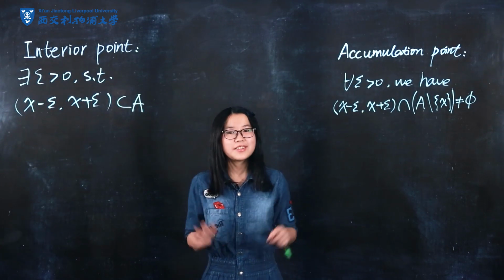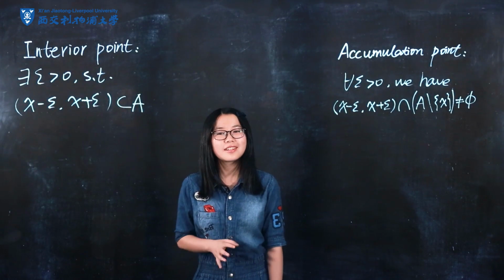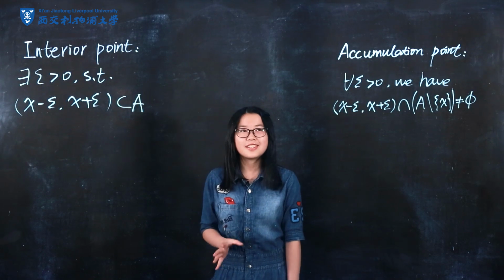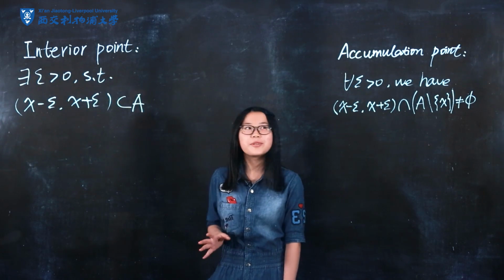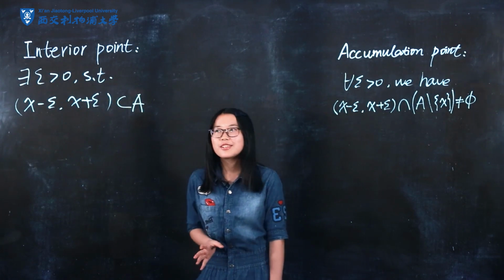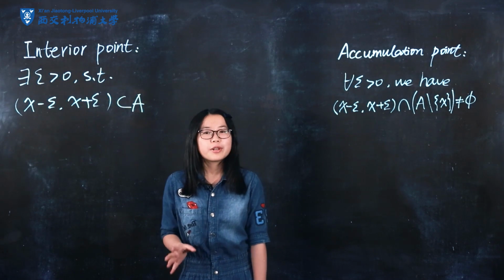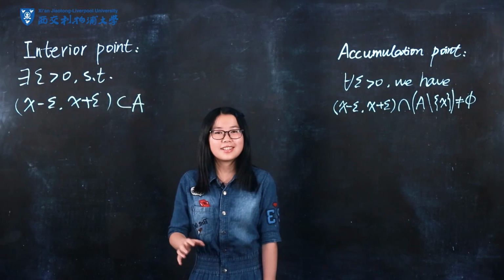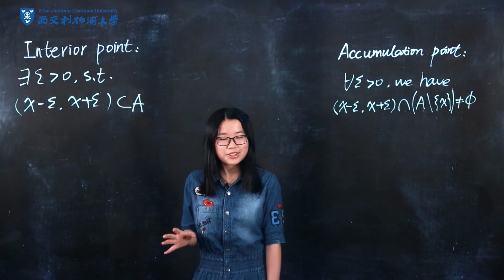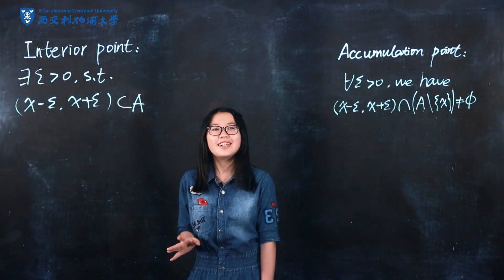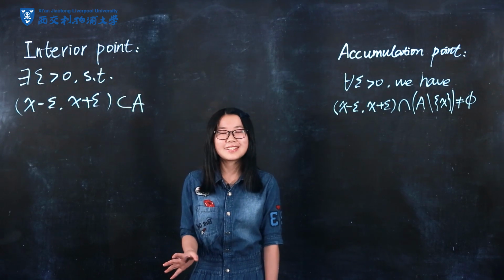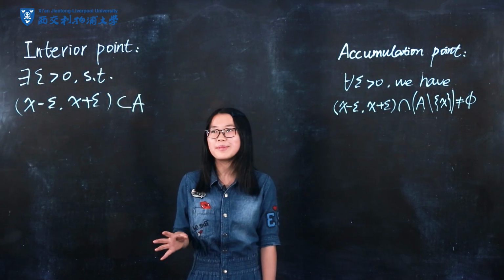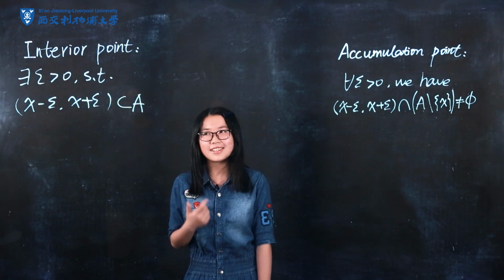Hey guys, in this video I'm going to show you open and closed sets. Let's first start from the interior points and accumulation points. So what is an interior point? We call a point x an interior point if there exists some epsilon larger than 0, such that (x minus epsilon, x plus epsilon) is contained in the set A.